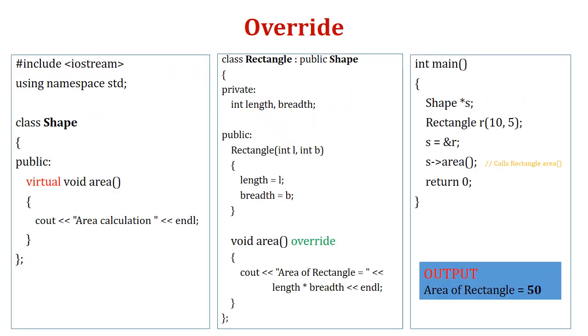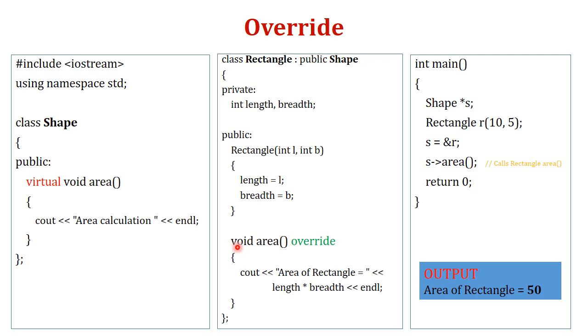Here is an example. For example, the class name is Shape. Here we are defining one virtual function. Again, the class Rectangle inherits the properties from Shape. Here there are two local variables declared, and here is a constructor which assigns values to the variables. Next, we are using the same function, void area, which is already defined in the super class, that is the base class, right?